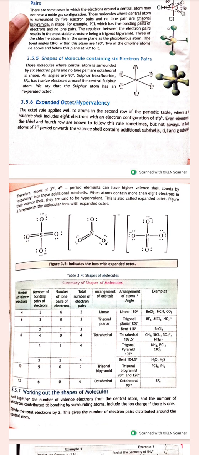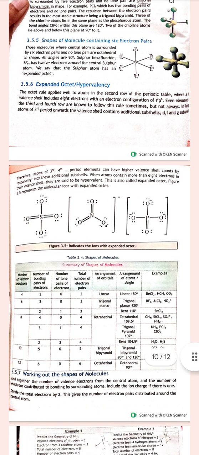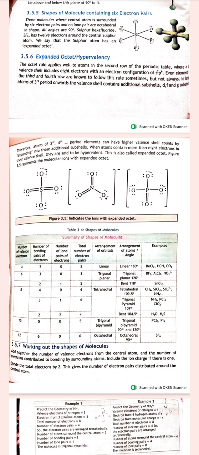Now shapes of molecules containing 6 electron pairs. So in 6 we have the angle 90 degrees, and it is basically the octahedral shape.